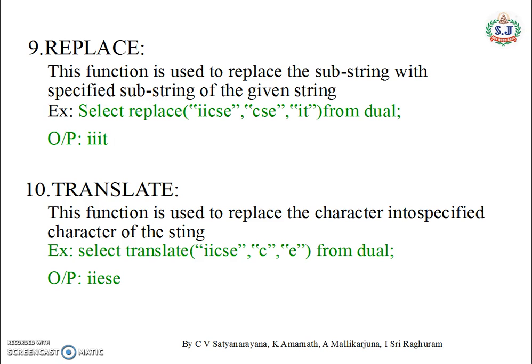So when you see the output, the CSC characters of the old string are replaced with new characters IT as shown here. And the next function is translate function. In the translate function, we can replace a single character by a new character. This example clearly shows that an old string which consists of a character C is replaced by a new character E in its place. So in the old string IICSC, the old character C is replaced with new character E, that is shown in the output.